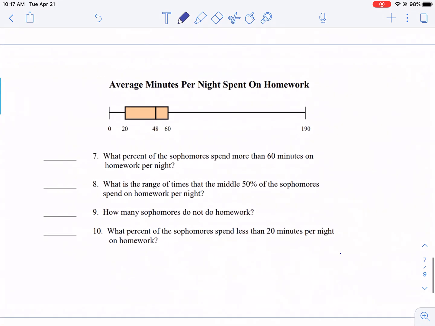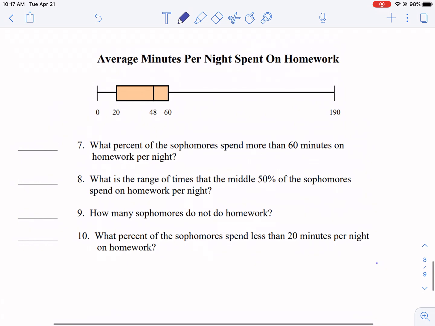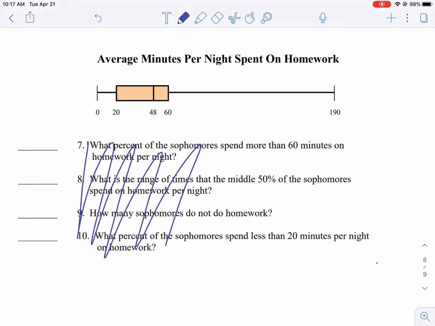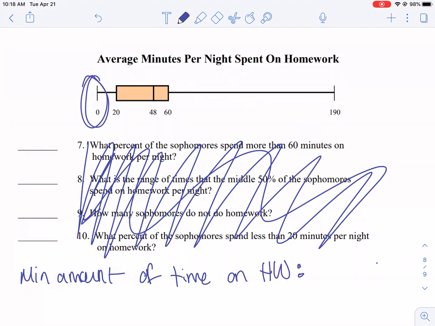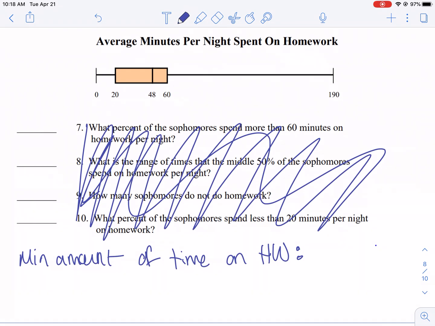So if I look here, here is a box and whisker plot of the average night spent on homework. So I can ask, what is the minimum amount of time a student spent on homework? And if you look here, sometimes we use lines instead of dots. It's okay, as long as they create our whiskers. We have our minimum is here, right? This is always our minimum. And that is 0 minutes.